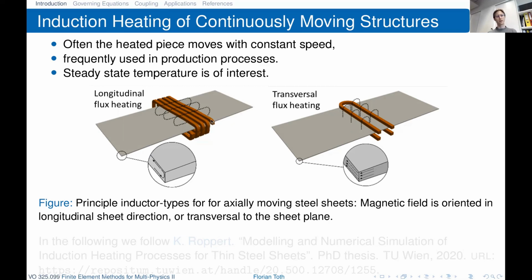So here, the orange thing is the inductor with the alternating current. So the magnetic field is going like the dotted lines here. And we have the magnetic flux in the longitudinal direction of the steel sheet. Whereas in the transversal flux heating, we have an inductor either on both sides of the steel sheet or only on one. And the magnetic flux is transverse to the sheet plane.